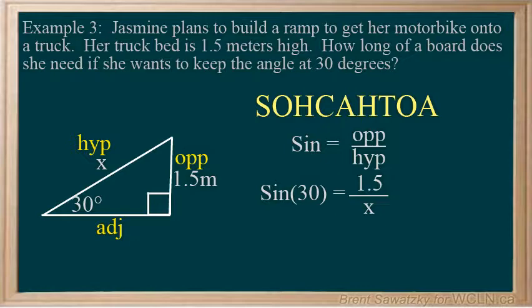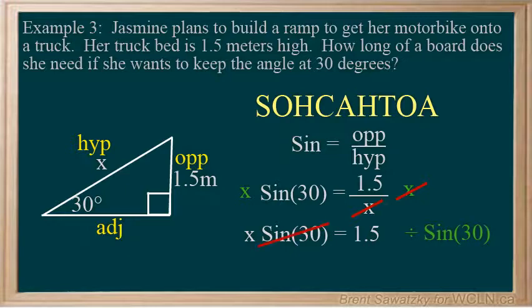Now this equation looks a little different than our previous two. That is, our unknown is on the bottom. So to get x by itself when it's on the bottom like this, it requires an extra step. First, let's multiply both sides by x to get the x off the bottom, and we get x sine 30 equals 1.5. Now next, to get the x by itself, we need to divide both sides by sine 30. So x equals 1.5 divided by sine 30, or 3 meters. The ramp would need to be 3 meters long.